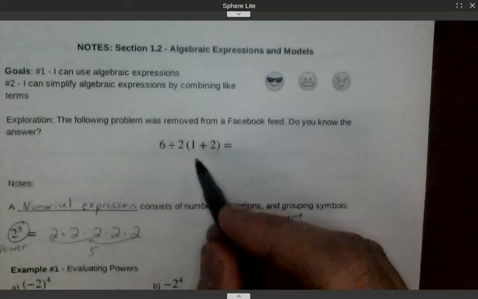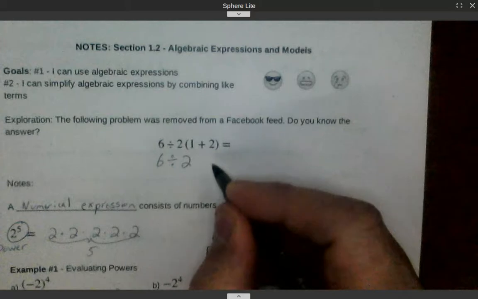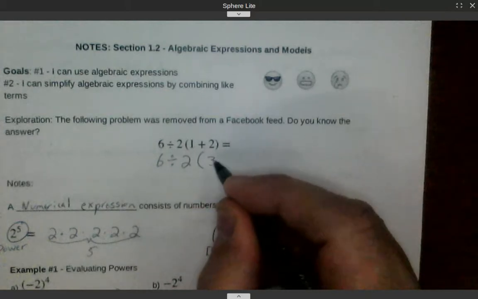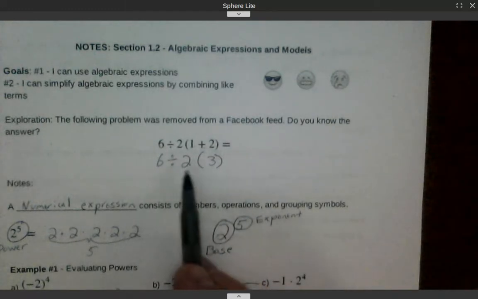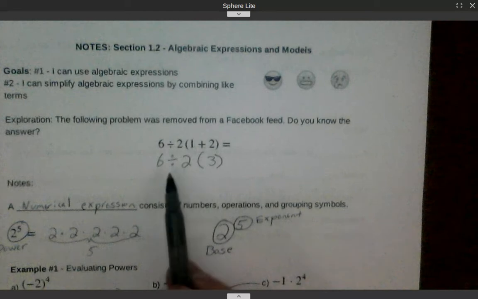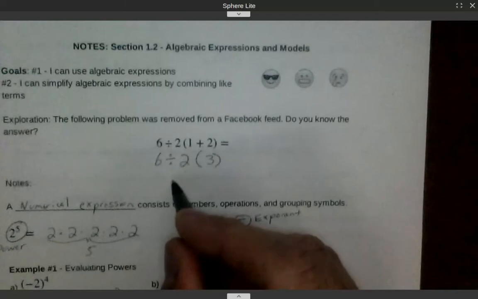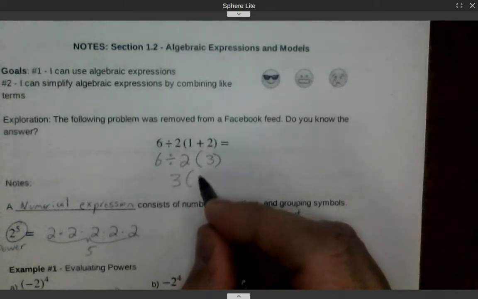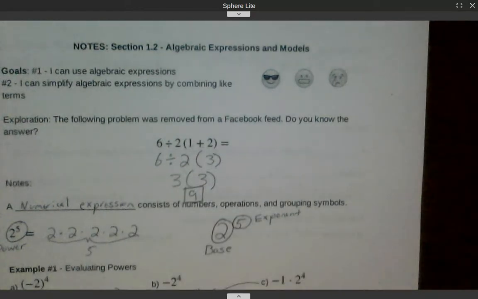So let's go back to our exploration problem. By PEMDAS, we have to do parentheses first. So this will be 6 divided by 2, and then 1 plus 2 is 3. Next, instead of doing multiplication, which a lot of people might think, hey, we have to do multiplication first because PEMDAS is spelled PEMDAS, you don't want to do that. We want to do division first. So we're going to do 6 divided by 2, which is 3, and 3 times 3, which is 9. So 9 is the correct answer.